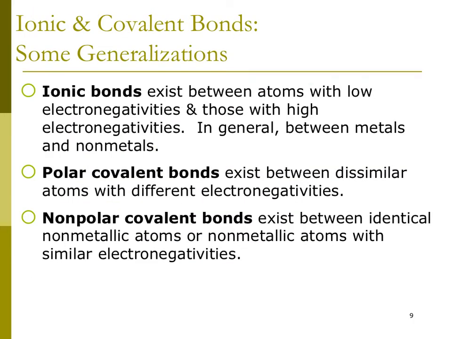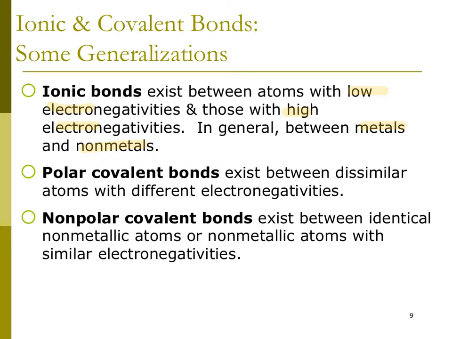Let's look at how electronegativity plays a role in the classifications of intramolecular bonds. If we look at an ionic bond, that's going to be between a cation and an anion, something with a low electronegativity and a high electronegativity. Low electronegativities would be on the left side of the periodic table, our metals. High electronegativities would be on the right side of the periodic table, our nonmetals. So typically speaking, a metal and a nonmetal would form an ionic bond.